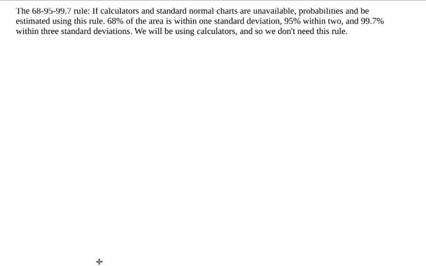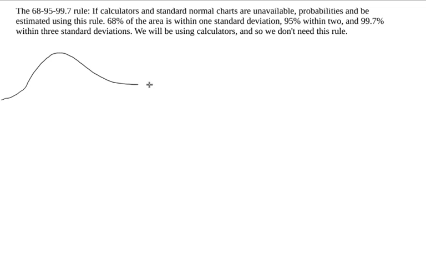The 68, 95, 99.7 rule is a rule that's sometimes used if you don't have a calculator or a chart or anything like that available and you just want to roughly estimate. It's a very rough estimation in general, but you can actually do quite a bit with just knowing those numbers.